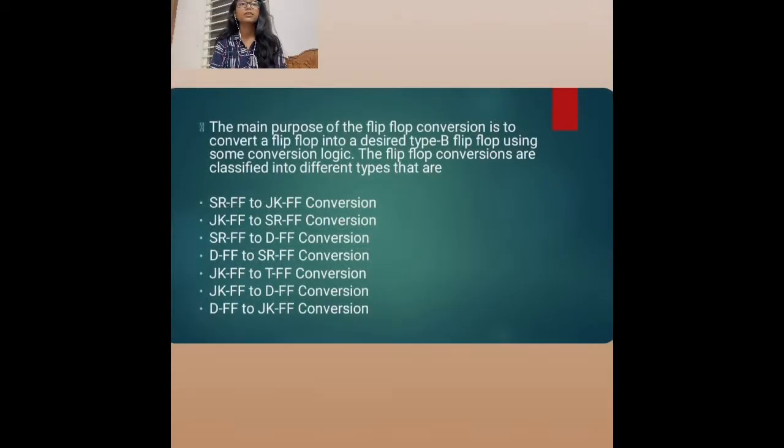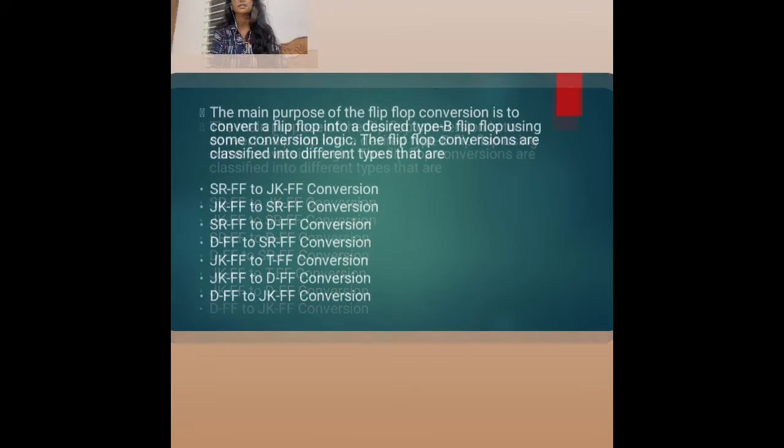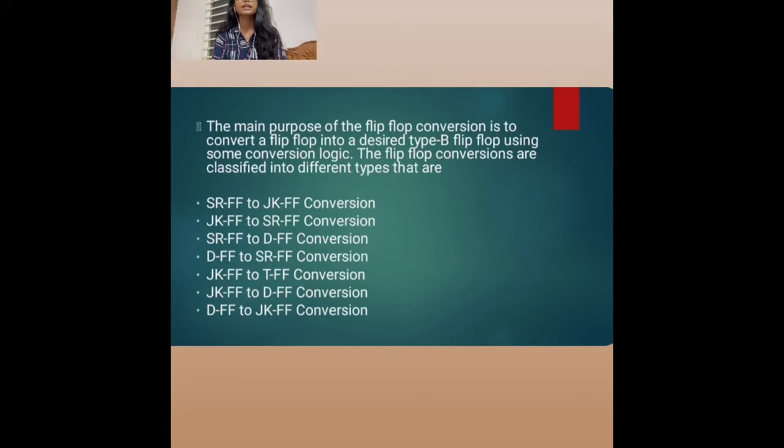The main purpose of flip-flop conversion is to convert a flip-flop into the desired type of flip-flop using some conversion logic. The flip-flop conversions are classified into different types: SR flip-flop to JK flip-flop conversion, JK flip-flop to SR flip-flop conversion, SR flip-flop to D flip-flop conversion, D flip-flop to SR flip-flop conversion, JK flip-flop to T flip-flop conversion, JK to D flip-flop conversion, and D flip-flop to JK flip-flop conversion.